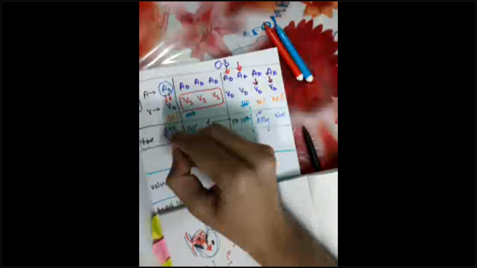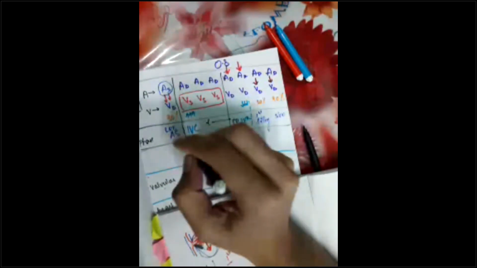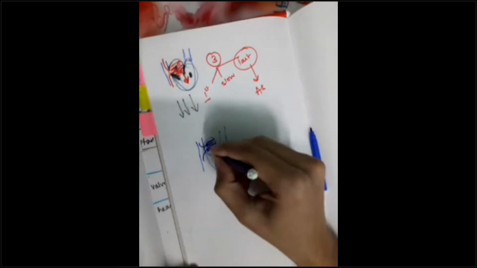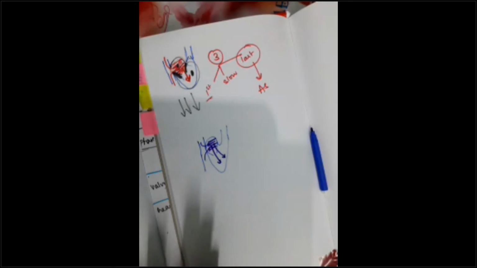Then my blood from the atria comes down into the ventricles in 3 phases. What is the first phase? It is known as the rapid filling. What is the second phase? It is known as the slow filling. What is the third phase? It is known as the last rapid filling due to the atrial systole. So how much blood? Here 30%, here 30%, here 30% of the blood is entering from atria to ventricle.